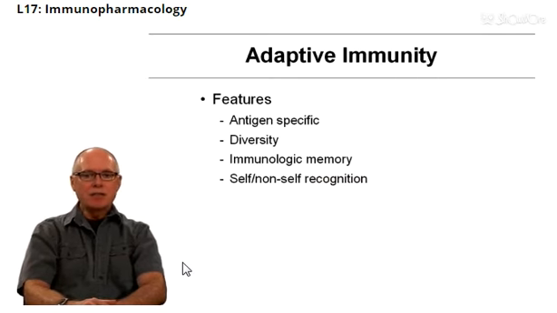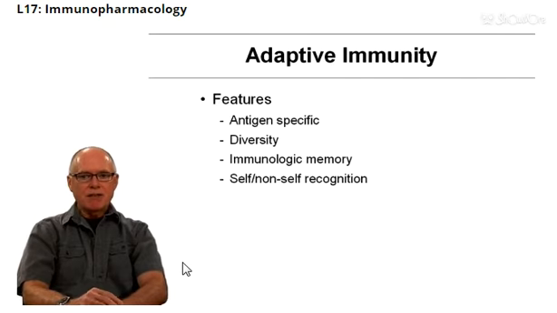The adaptive immune system is more efficient and highly selective, and it comes into play after the initiation of innate responses in which the pathogen or antigenic insult still persists. Some key characteristics of the adaptive immune system are outlined on this slide.